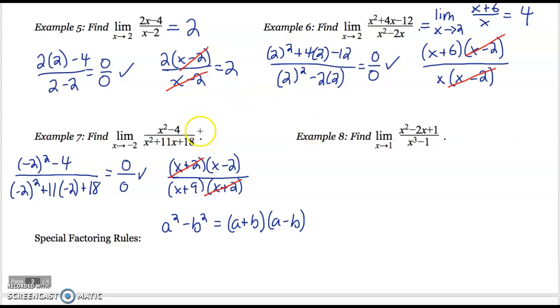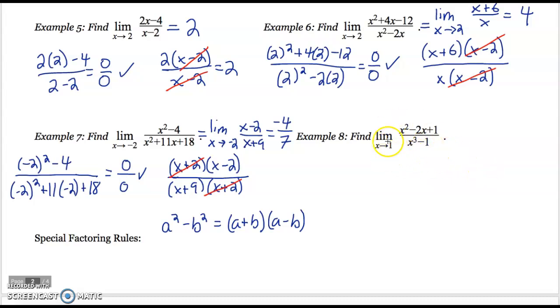And so now when I'm finding this limit, secretly what I'm actually doing is finding the limit as x approaches negative 2 of x minus 2, because that's the only factor that's left on top, over x plus 9. If I plug in negative 2 on top, I get negative 4. And if I plug in negative 2 on the bottom, I get 7. So my answer would be negative 4 over 7. It's not as pretty of an answer as 4 or 2, but it still works.